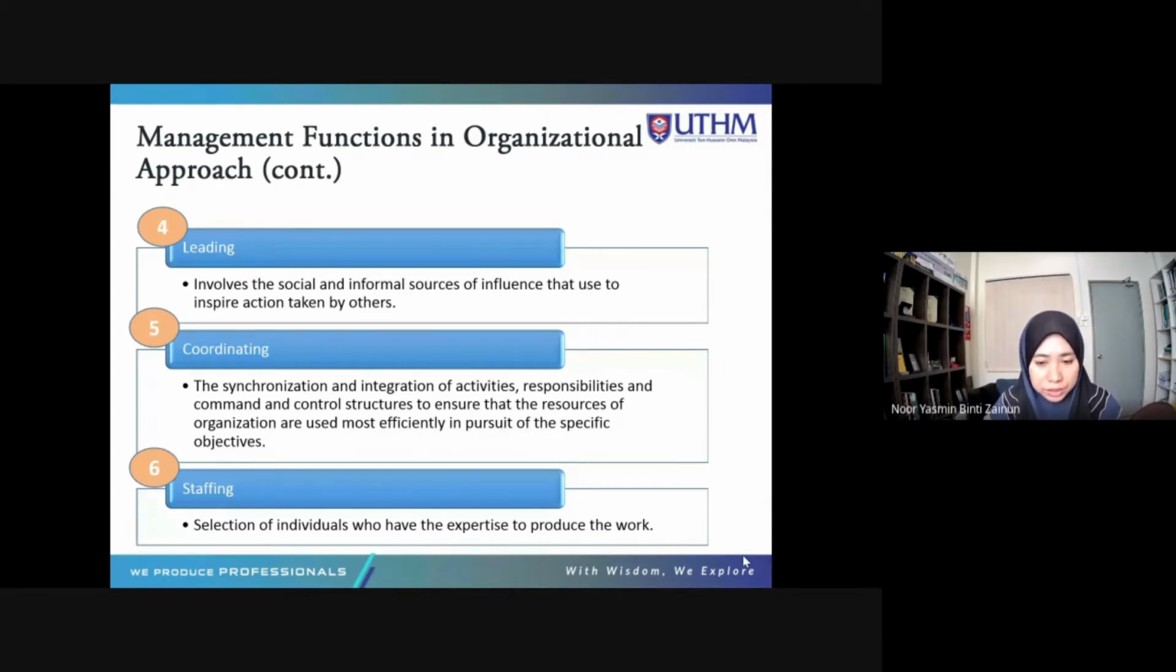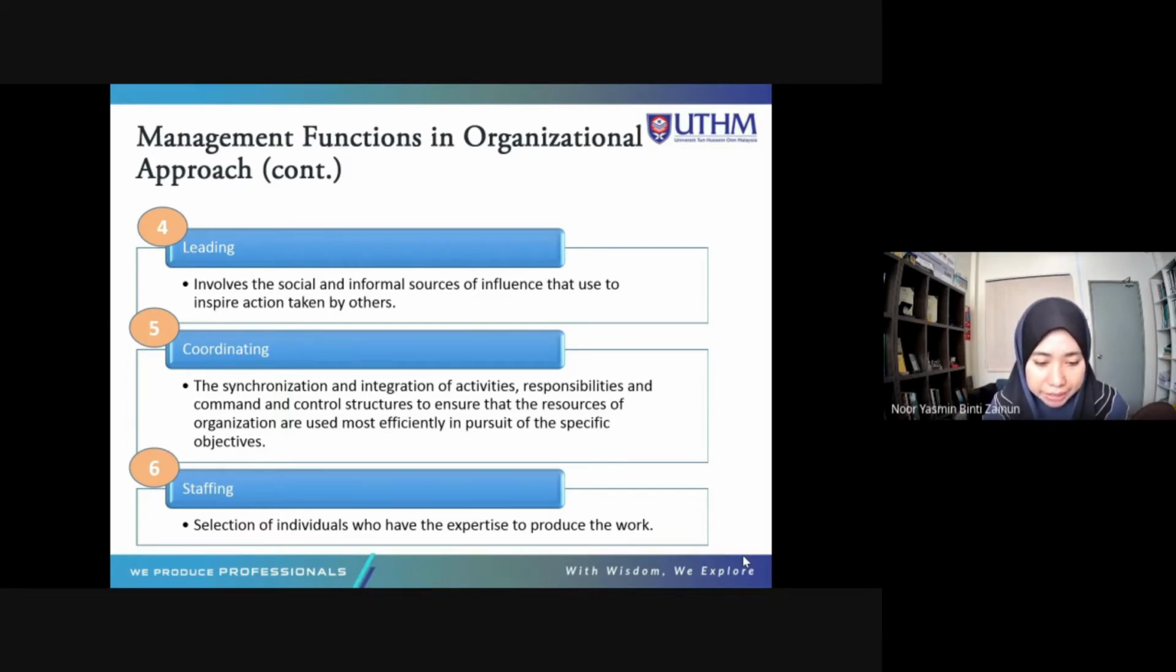So management functions in the organizational approach, we have leading, coordinating, and staffing. Okay. So leading involves the social and informal sources of influence that are used to inspire action taken by others. So leading is very important. Sebab kalau leader tu tak bagus, nanti tak ada orang nak buat kerja, kan? They don't have respect for the boss, for the leader. So you gain the respect, okay, with your good attitude, with your good leadership, okay.